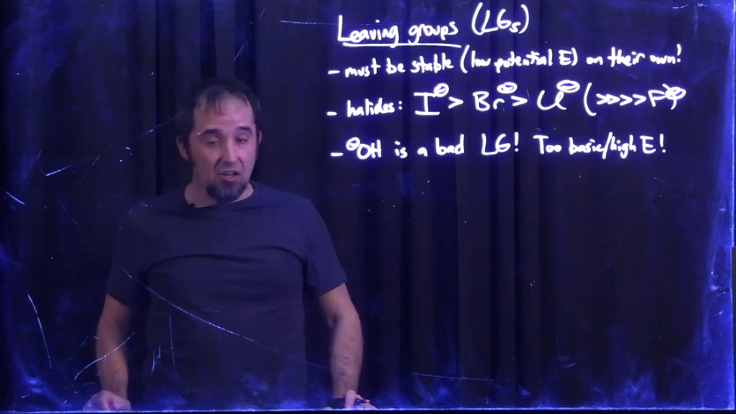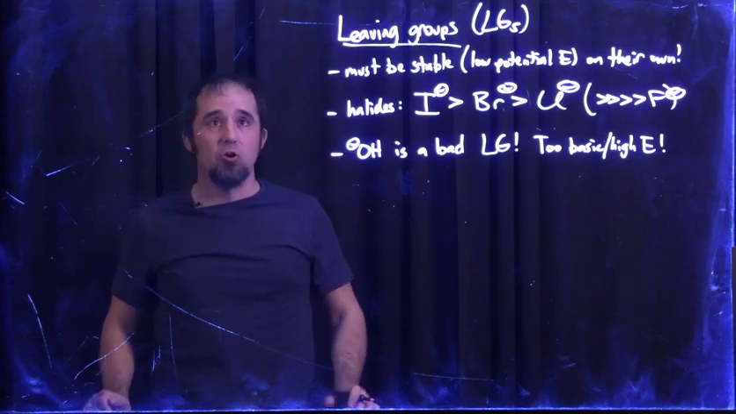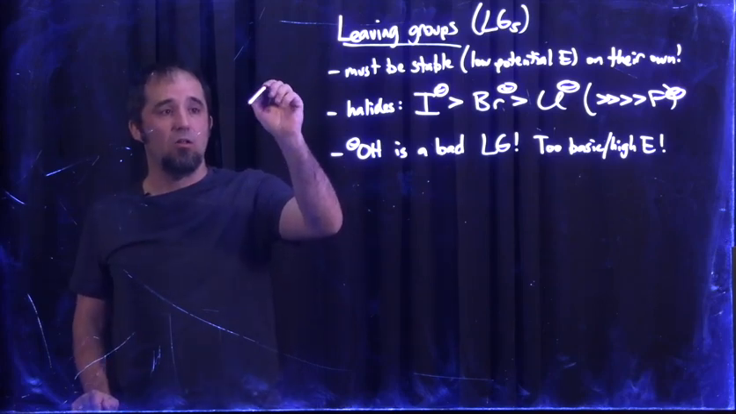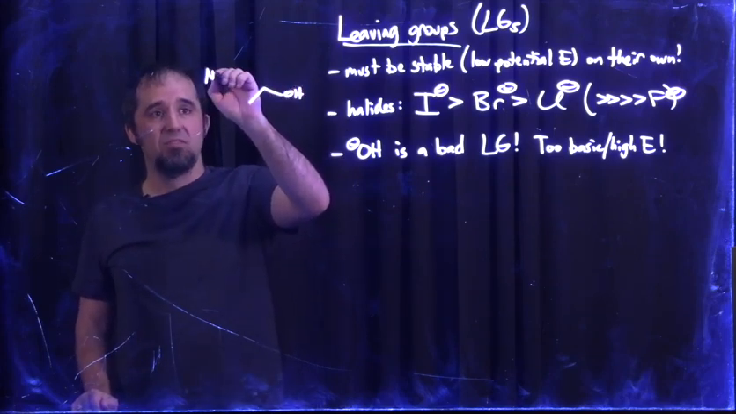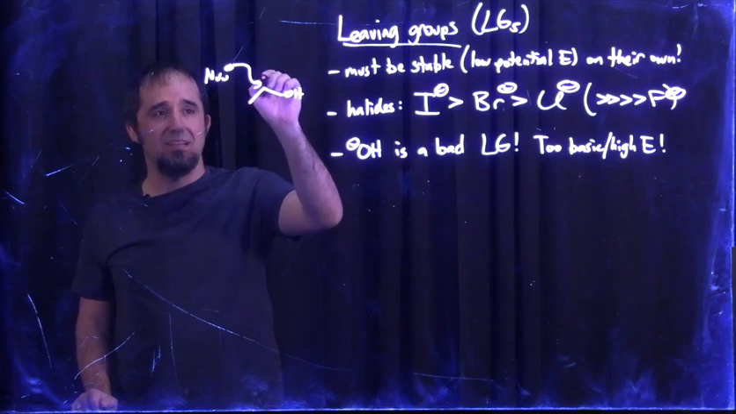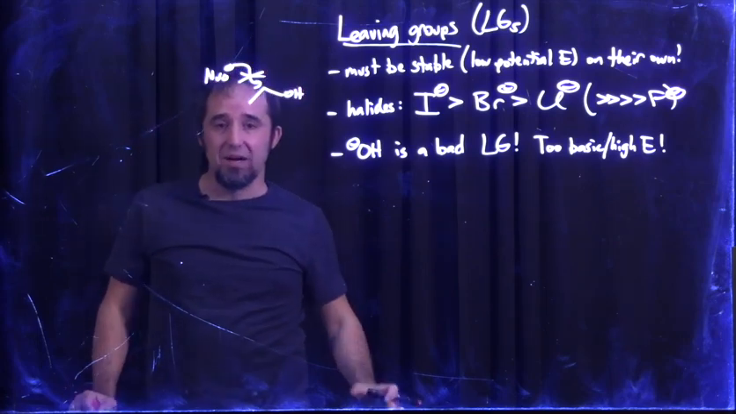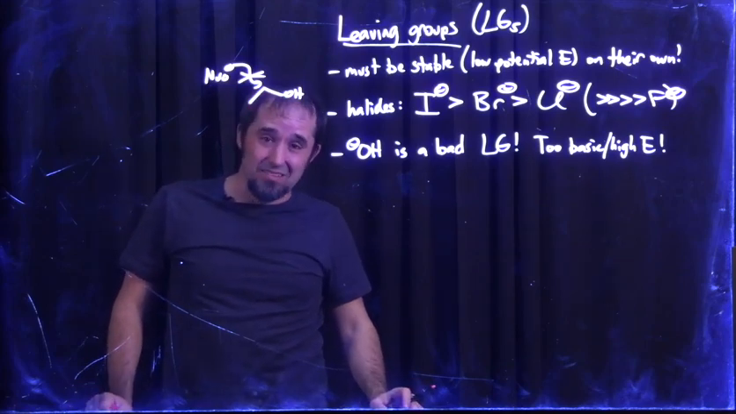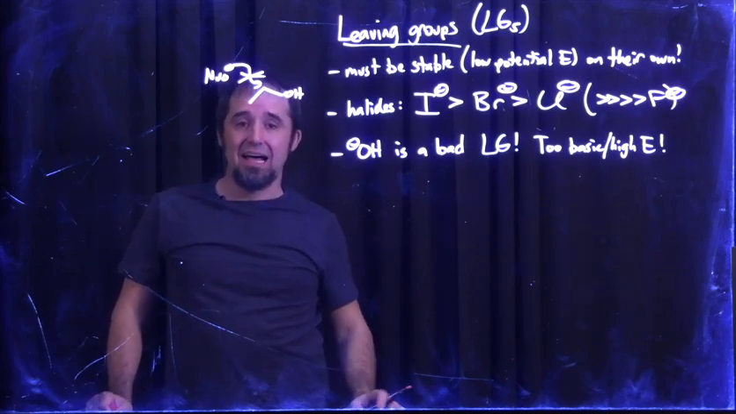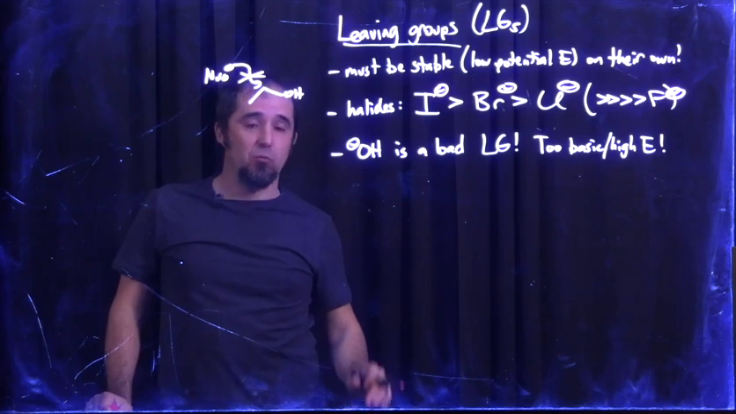OH minus is also a bad leaving group. So I'm never going to just take an alcohol like ethanol and have some nucleophile displace that. That is not going to happen because OH minus is just too strong of a base, right? So it's too high in energy. So we need to do something about that.